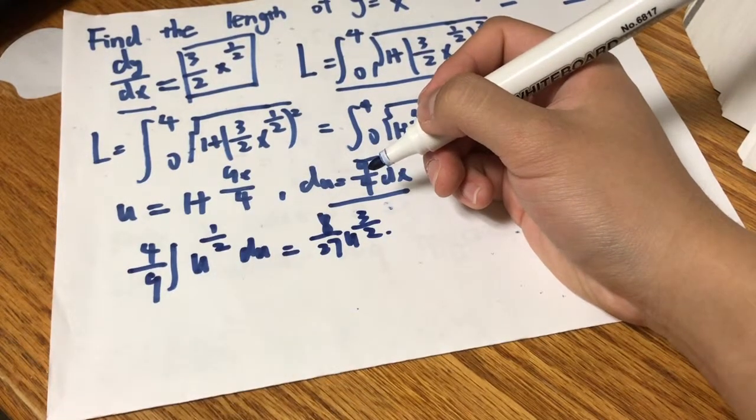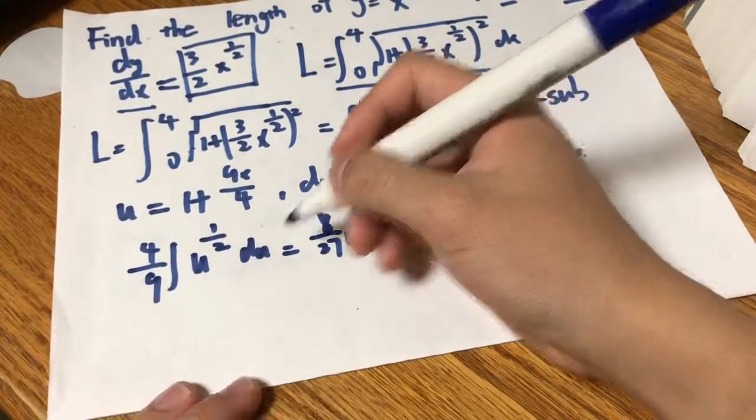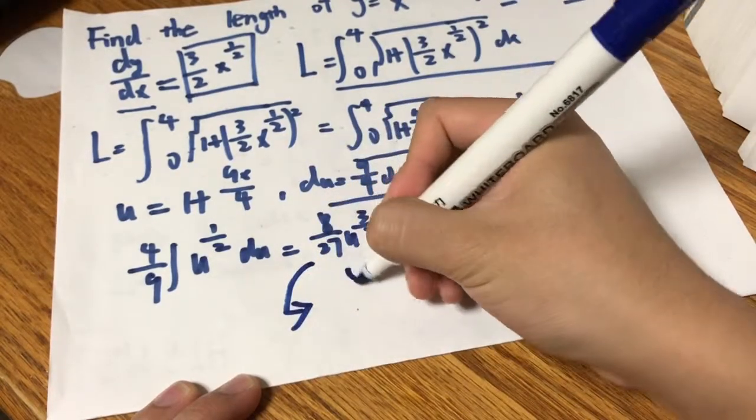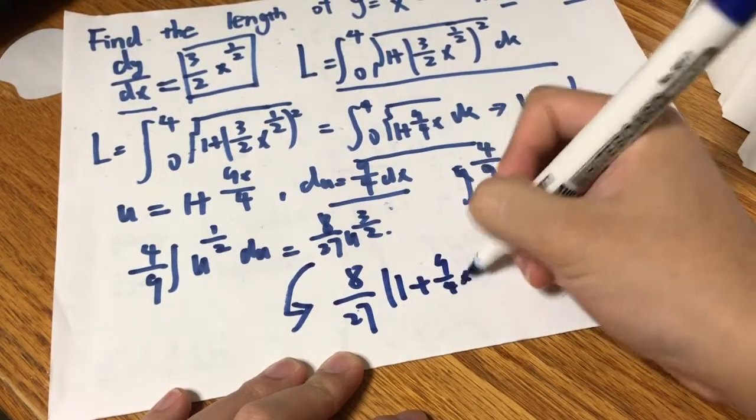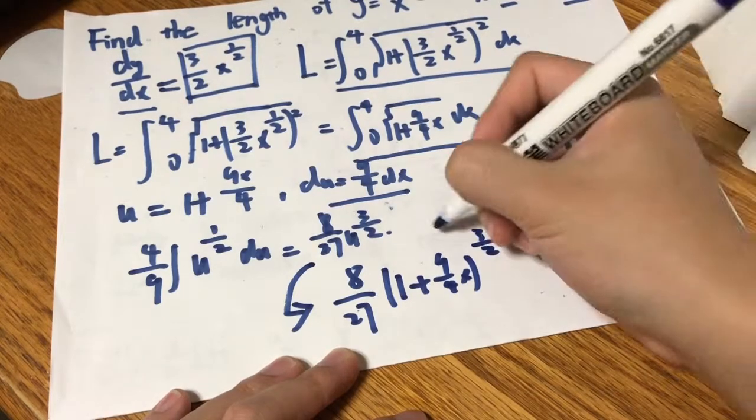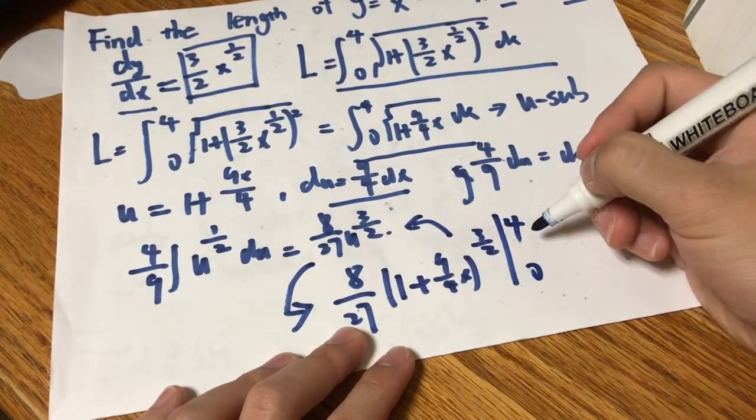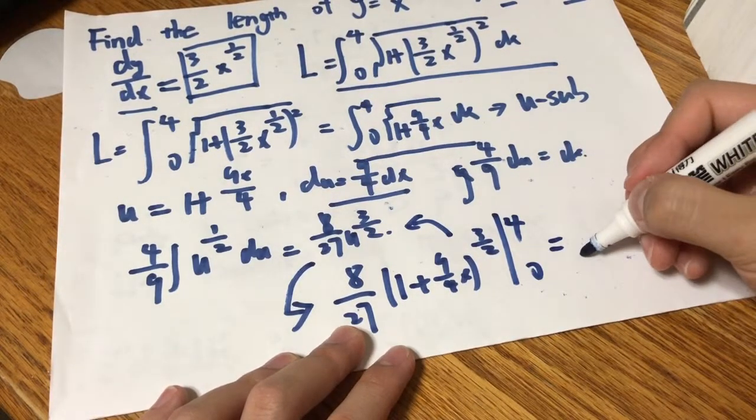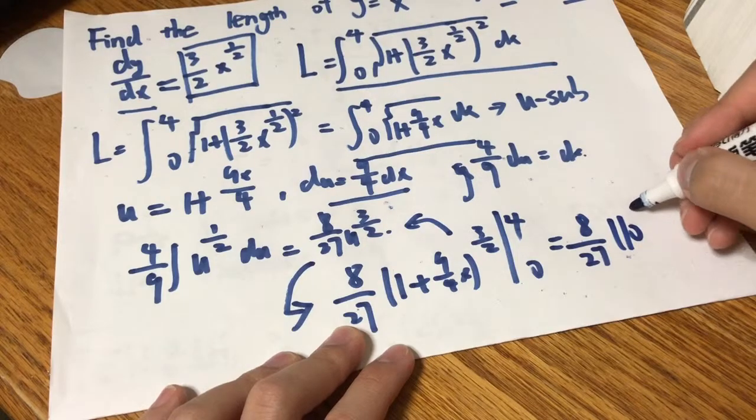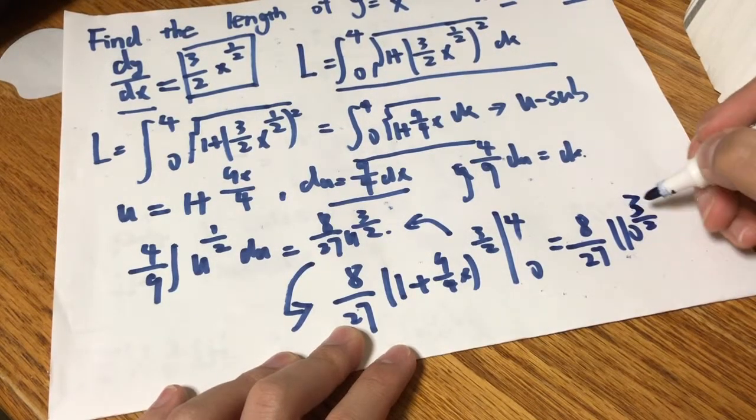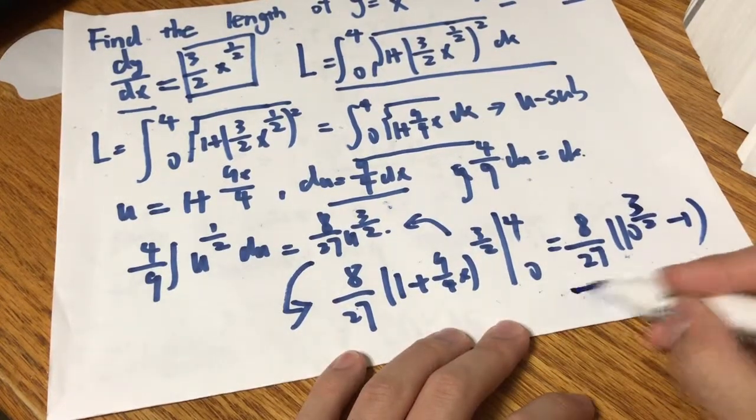So after we know this, well, we just need to plug the number back. So it's just gonna be 8 over 27 times 1 plus 9 over 4 x, to the power of 3 over 2. That's the answer we get here, right? In the range between 0 and 4. So what we're gonna get, it will just become 8 over 27 times 10 to the power of 3 over 2 minus 1. And we can get our answer. It's right here.